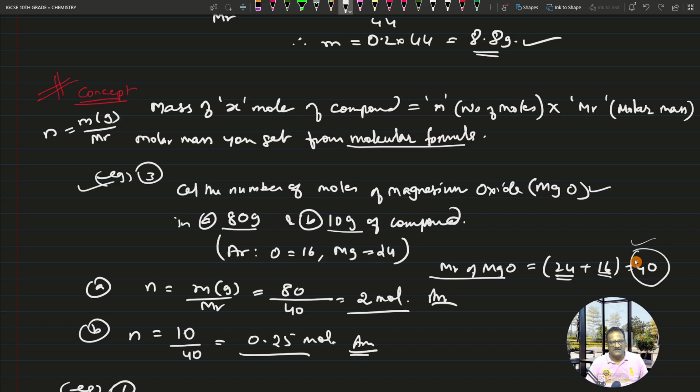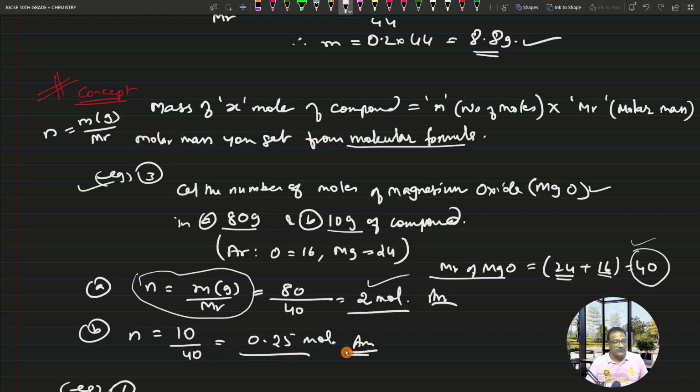Now using this formula, n is equal to m upon MR. m is given to you as 80 gram for A. 80 gram upon MR is 40. So 80 upon 40 is 2. So 2 mole is the answer for this A. Second one, B is 10 gram. So 10 gram upon 40 works out to 1 by 4, that is 0.25.